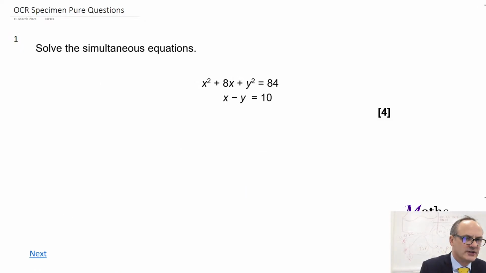Okay, we're going to be looking at these questions, which are all taken from the Specimen Pure paper from OCR. I'm going to give you exactly the length of time that would be allowed in the exam to do these questions. So in this case, it's 4 marks. I'm going to give you 4 minutes to do this question, and then we'll go through it.